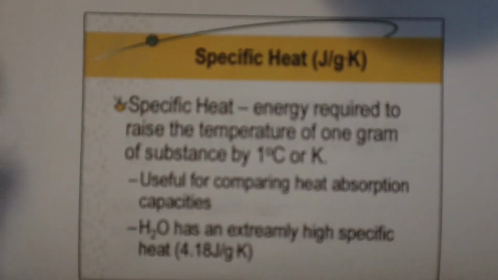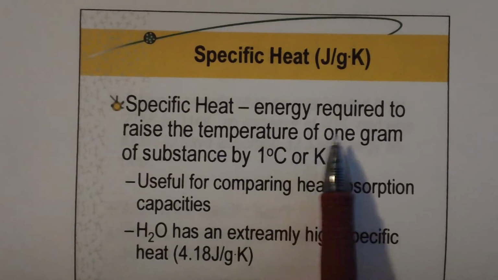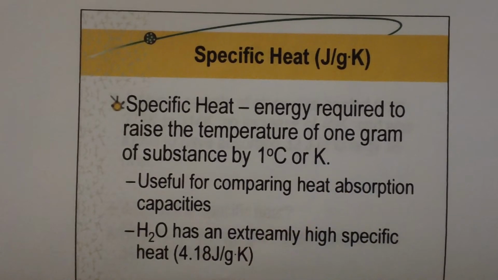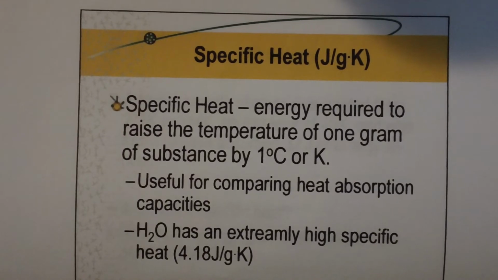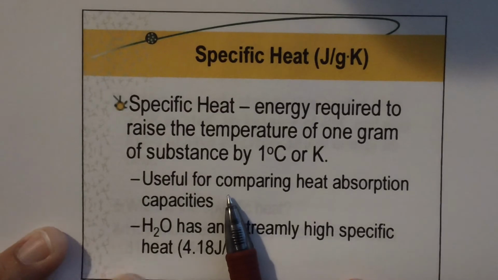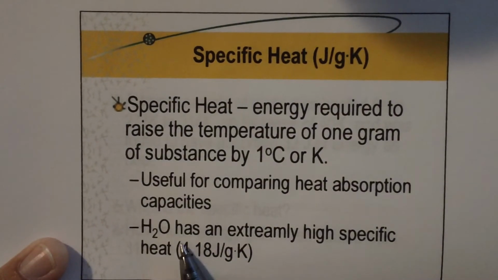Everything, every pure substance, has a specific heat, and this is a good definition for us. The specific heat is the energy required to raise the temperature of 1 gram of a substance by 1 degree Celsius or Kelvin. So how much heat energy do we have to put in to get a gram of a substance to increase a degree? And you'll see some of them as we work through these problems.